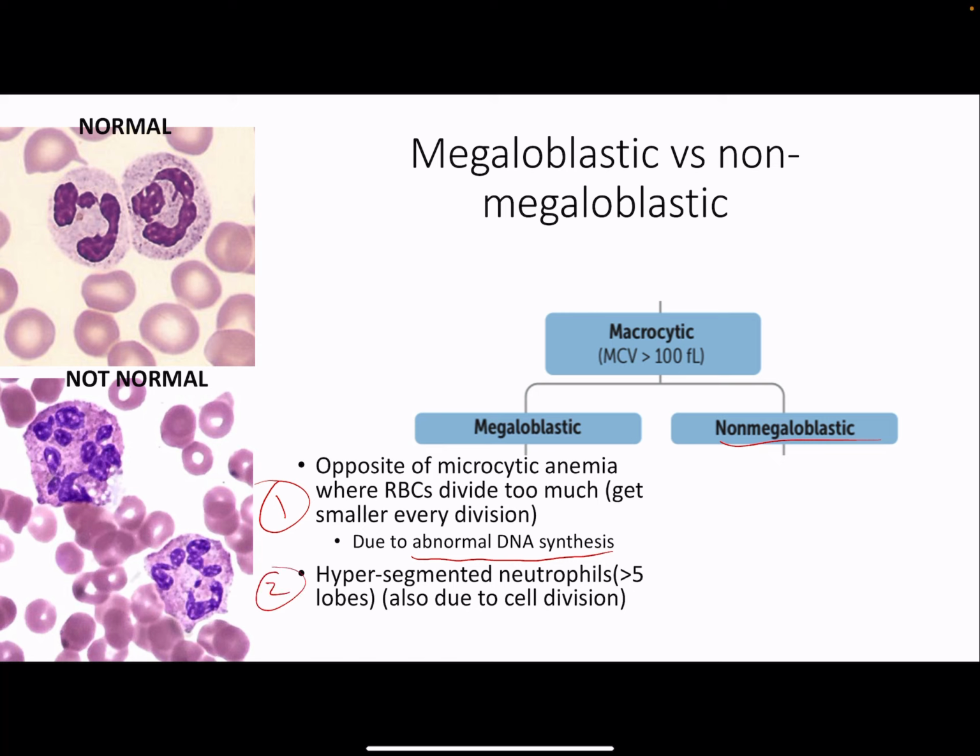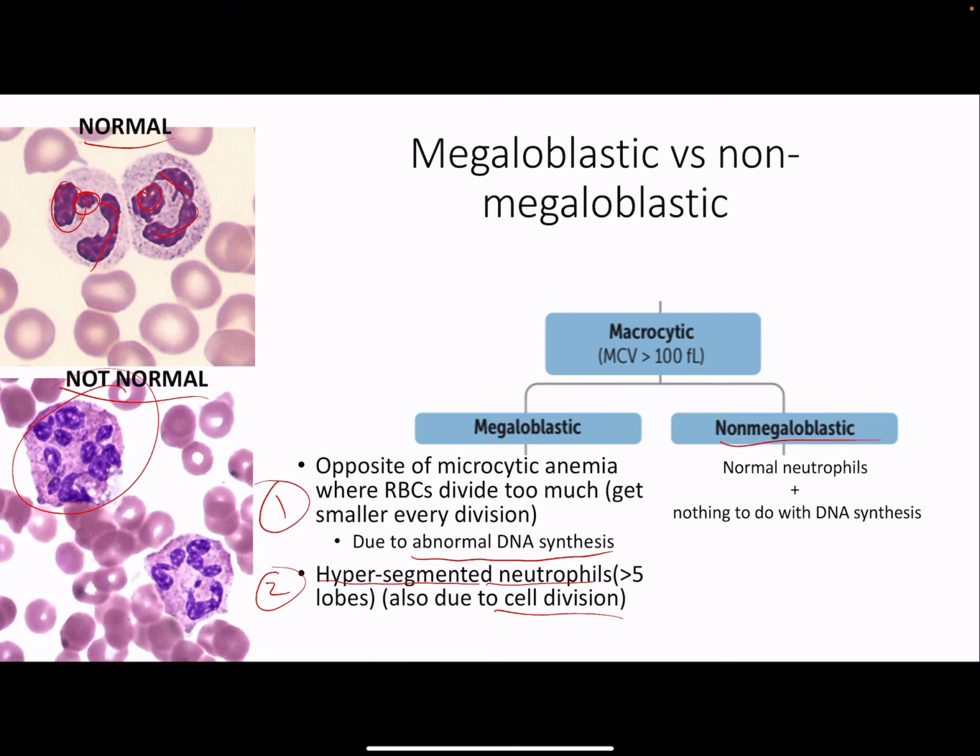And then two is they have these hypersegmented neutrophils. This is really for the same reason. The neutrophils or precursors also have issues with cell division. So a normal neutrophil should have this characteristic three-lobed nucleus. And in this case, this is the not normal megaloblastic one. There's like 9 different lobes of the nucleus there. So if you see a hypersegmented neutrophil, boom, bingo, this is megaloblastic. That has to do with the DNA synthesis.